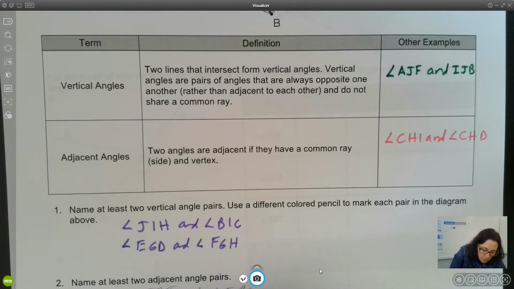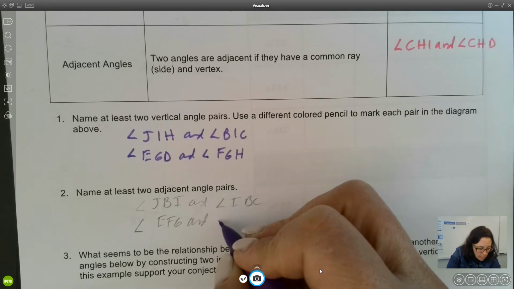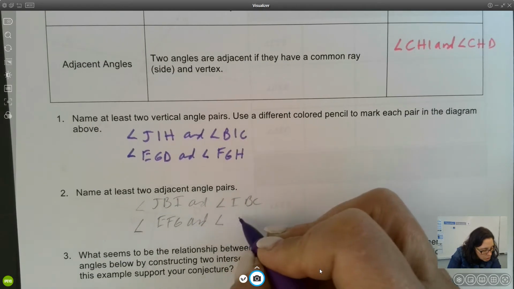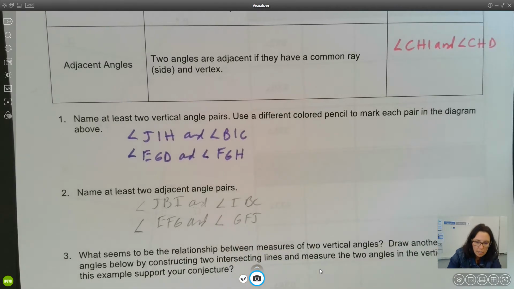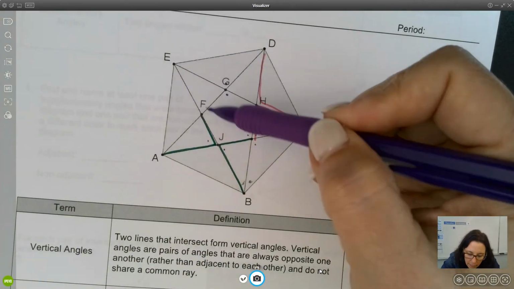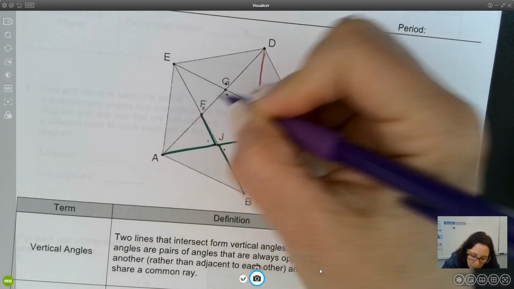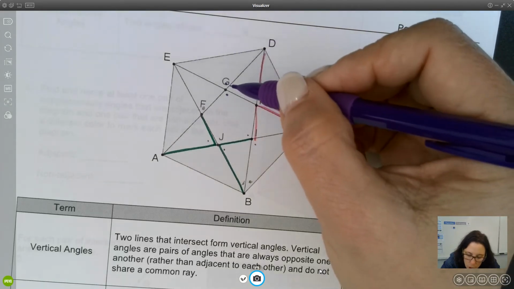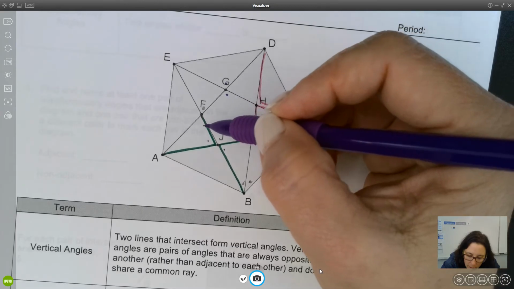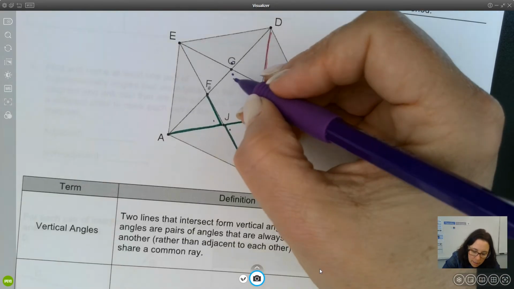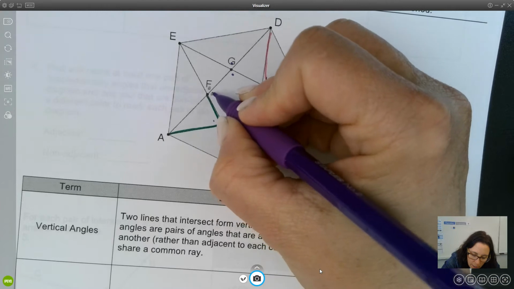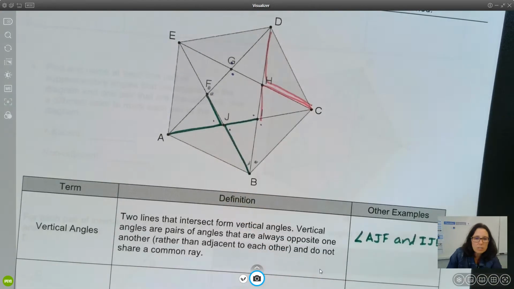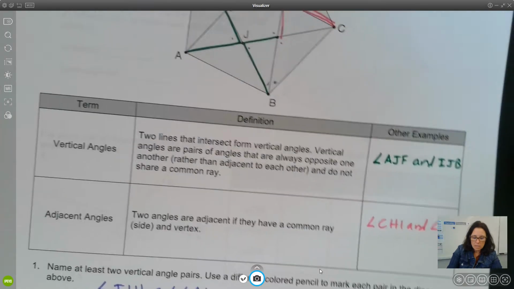And then another one could be angle EFG and angle GFJ. EFG right here, and what was the other one? GFJ right here. These are adjacent. They're next to each other. Okay. All right.